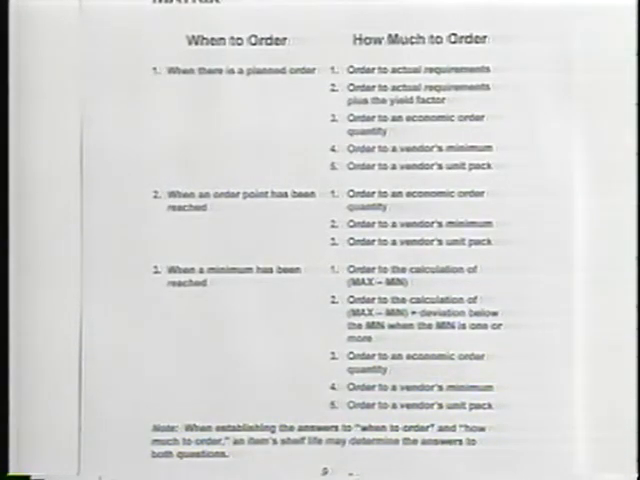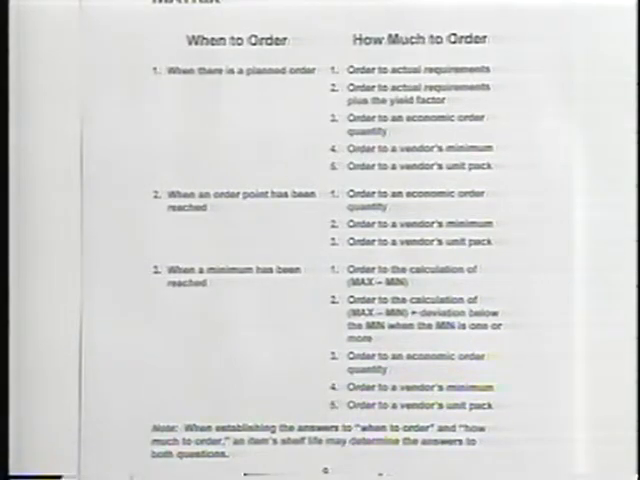When we reach an order point, then the ordering matrix, the 2-digit number, is 21, 22, or 23. Under a min-max, when to order, we have the ordering matrix of 31, 32, 33, 34, and 35. That's how simple it is.